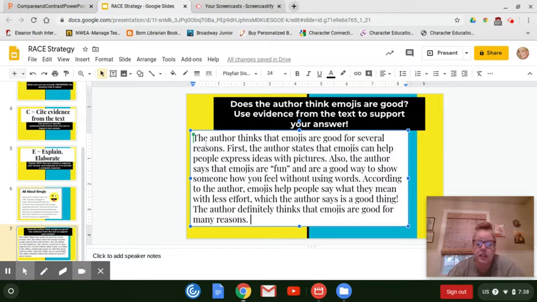The author thinks that emojis are good for several reasons. First, the author states that emojis can help people express ideas with pictures. Also, the author says that emojis are fun and are a good way to show someone how you feel without using words. According to the author, emojis help people say what they mean with less effort, which the author says is a good thing. The author definitely thinks that emojis are good for many reasons. And I'm just going to change this word "the" to this.